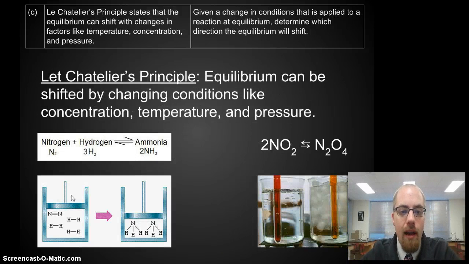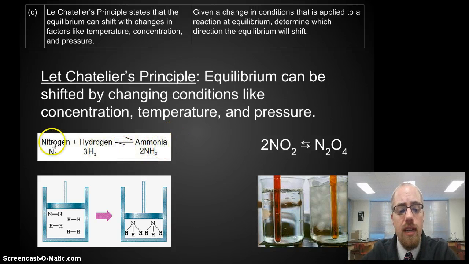Okay? Now, which way that equilibrium shifts is dictated by Le Chatelier's principle. Le Chatelier's principle states simply that equilibrium can be shifted by changing conditions like concentration, temperature, and pressure. And you notice a lot of these conditions are actually very similar to what we saw in rate of reaction. In general, things that speed up or slow down a reaction will also change an equilibrium expression.